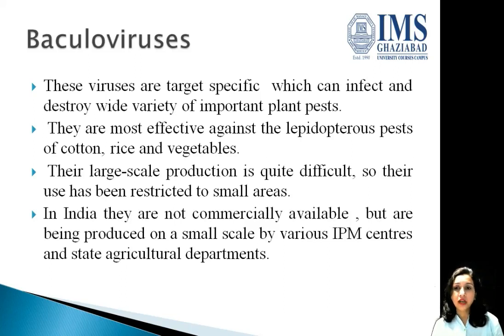They are most effective against Lepidopteran pests of cotton, rice, and vegetables. Their large-scale production is quite difficult because you can't cultivate viruses on a larger scale. So their use has been restricted to small areas. They are used when they are utmost required. In India, they are not commercially available but are being produced on a small scale by various IPM centers. IPM means Integrated Pest Management centers, and state agricultural departments. So you can't go to a shop and say you want a baculovirus biopesticide. They are produced on a small scale and in specific laboratories only.